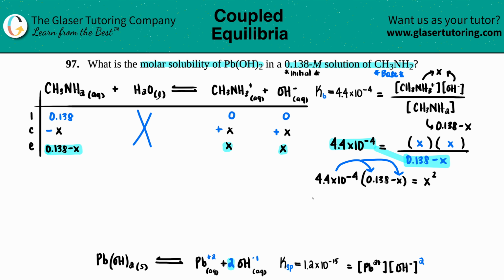So this turns into, let's actually see, 4.4 times 10 to the negative 4th times 0.138. I get 6.072 times 10 to the negative 5th minus 4.4 times 10 to the negative 4th x. And this all equals x squared. Maybe I'll put that in black. Okay.